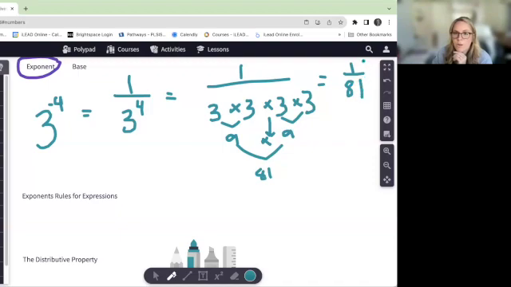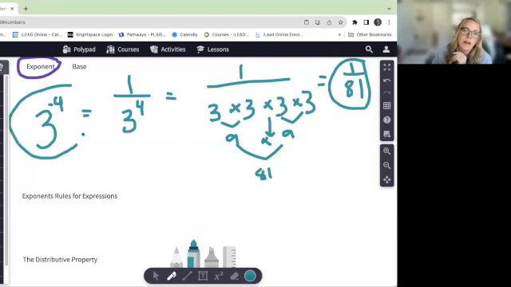So 1/81. A good way to check yourself is if you ever see a negative sign in your exponent at the beginning, you know you need to end up with a fraction. If you don't get a fraction at the end, something went wrong. All right, let's look at some other rules for just weird things that we can see happen in our exponent problems.